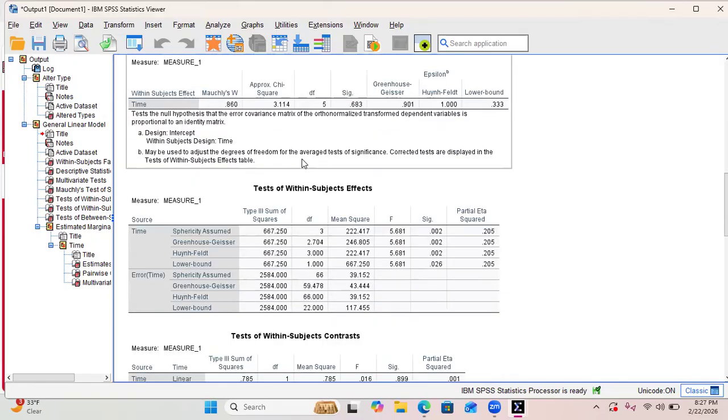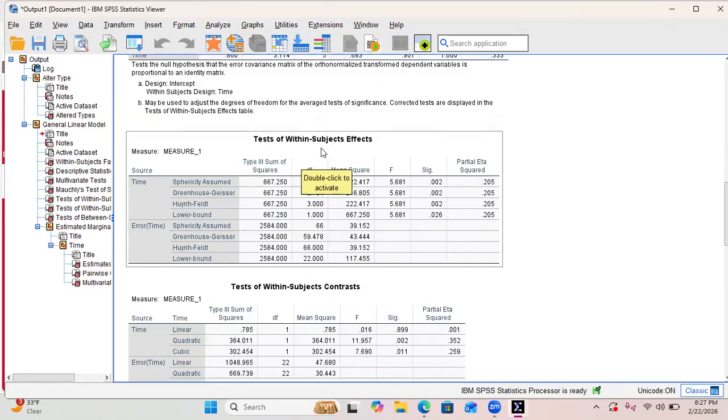So we're going to look at tests of within subjects effects. And of course, we have sphericity assumed. So this is the line that we are going to look at. Here we have a degrees of freedom of 3. And then we have our F value of 5.681, and our significance value is 0.002. So since this 0.002 is less than the 0.05, we're going to reject the null hypothesis, and we can state that there is a significant difference, the effects of chocolate over time.